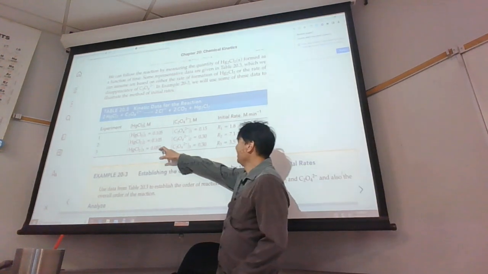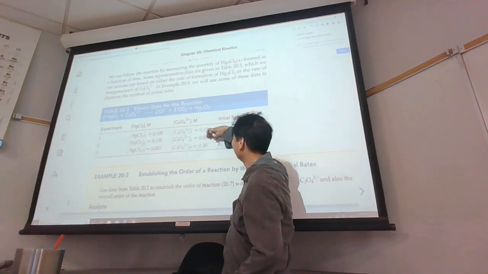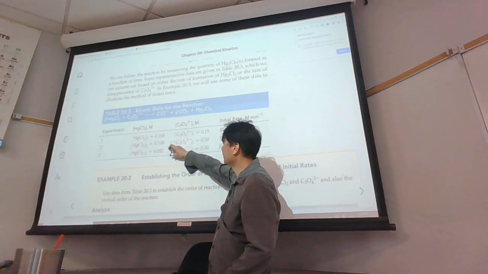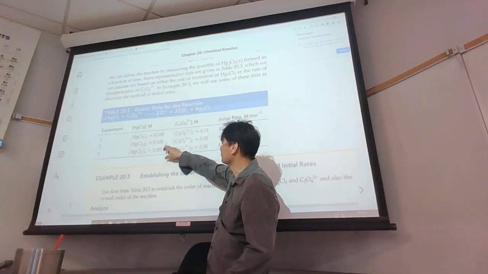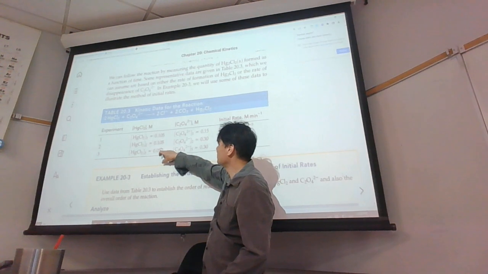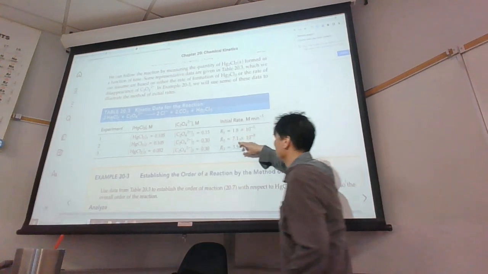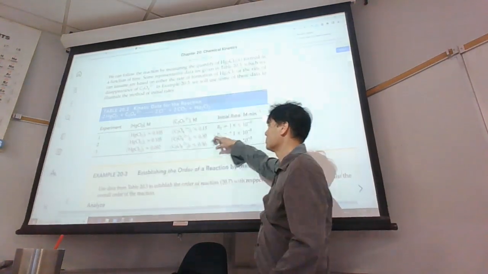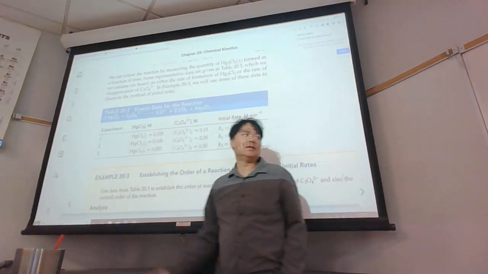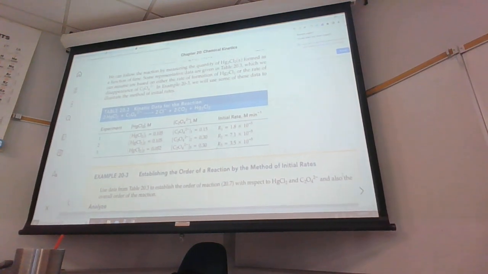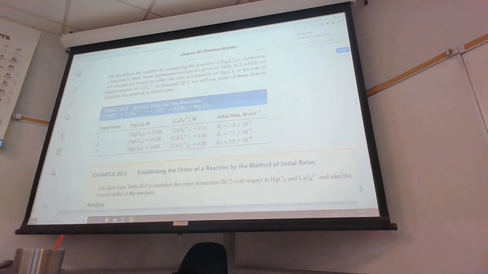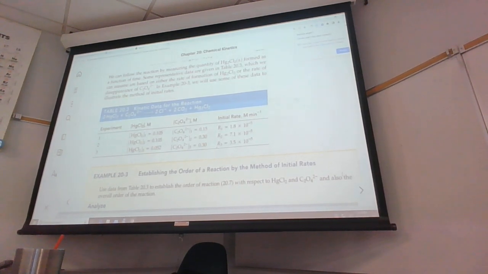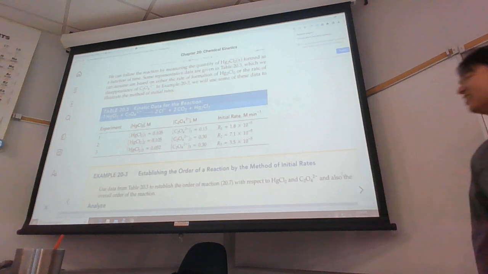All right, let's look at 3 and 2 here. Between 3 and 2, the oxalate stays the same, and what changes is the mercury. And it looks like we doubled it, going from 3 to 2. So if we double the mercury, what happened to the rate? Well, the rate doubled. We went from 3.5 to 7, going up this way. So if doubling of the mercury doubles the rate, then it's going to be 2 to the first. And so this is going to be first order.